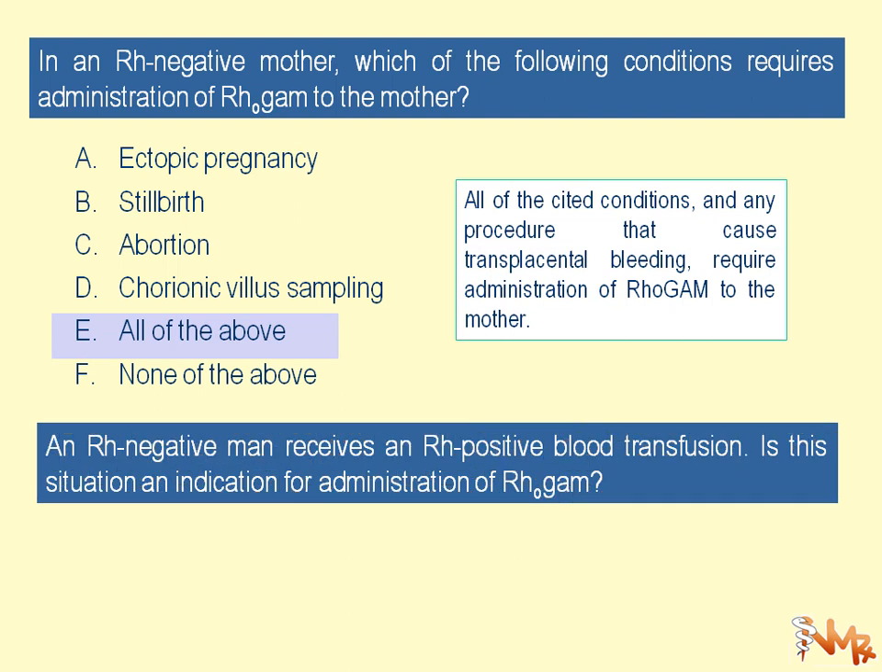An Rh negative man receives an Rh positive blood transfusion. Is this situation an indication for administration of RhoGAM or not? Actually, the answer is yes. I had this question on purpose in here so that you don't always automatically associate the concept of the RhoGAM with second pregnancies with a fetus which is Rh positive.